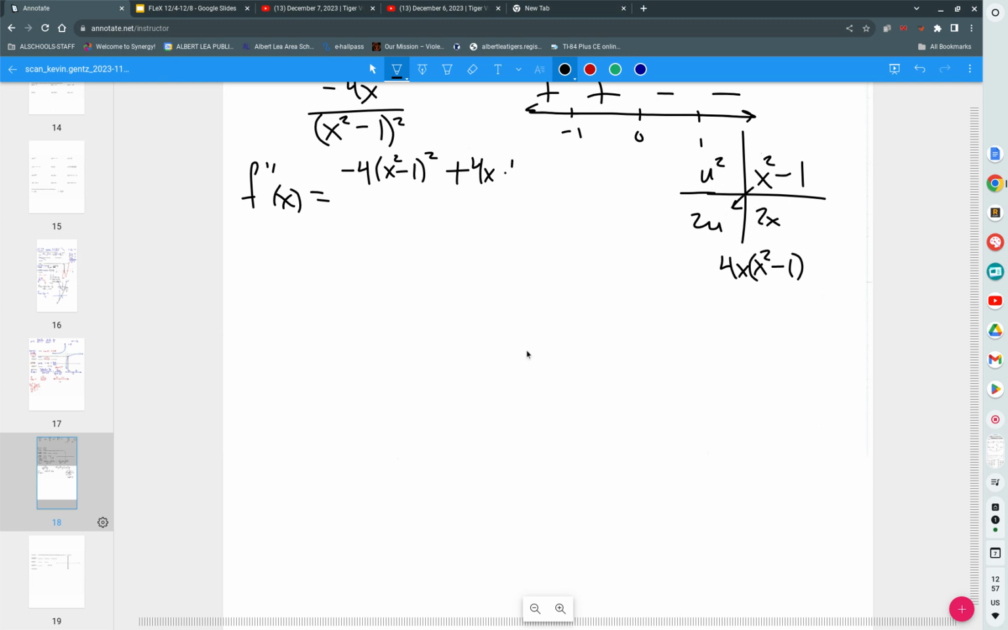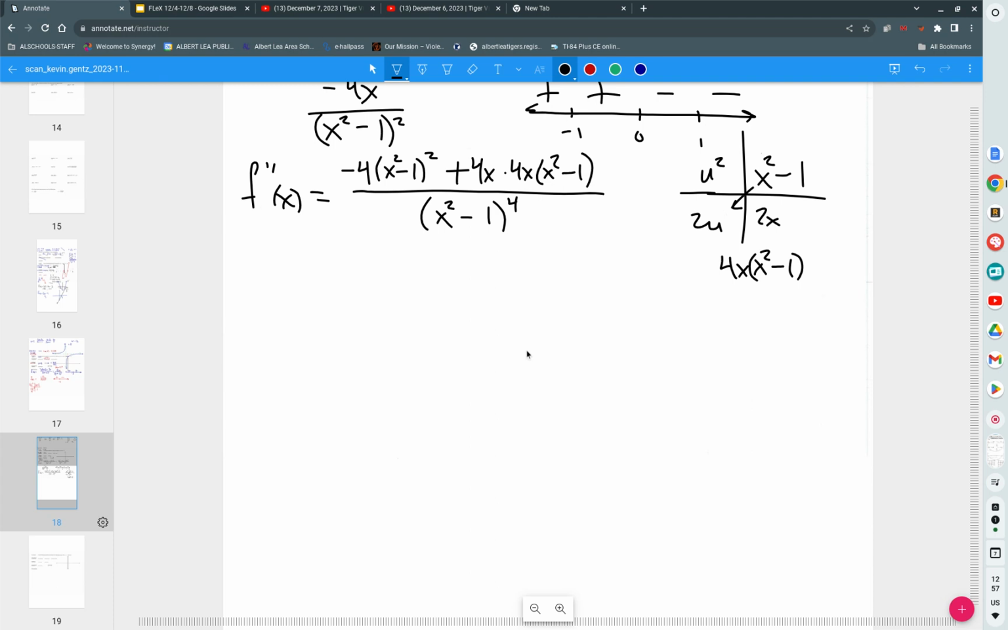So times another 4x times x squared minus 1, all over... Good. So again, our goal is to be able to find the critical values.